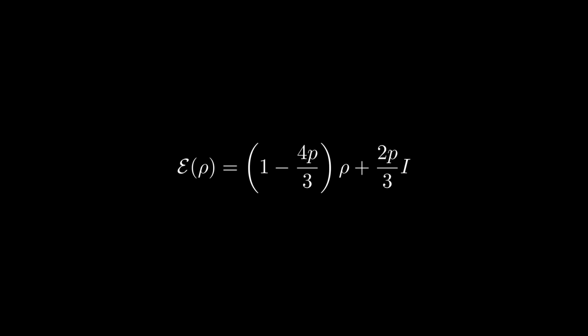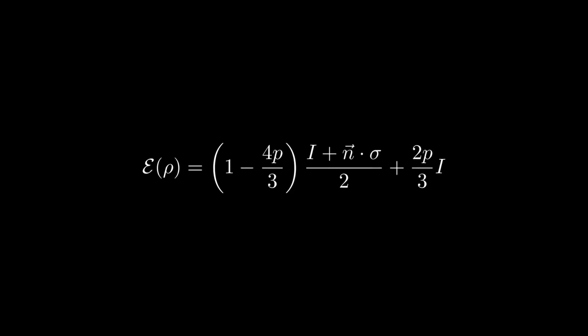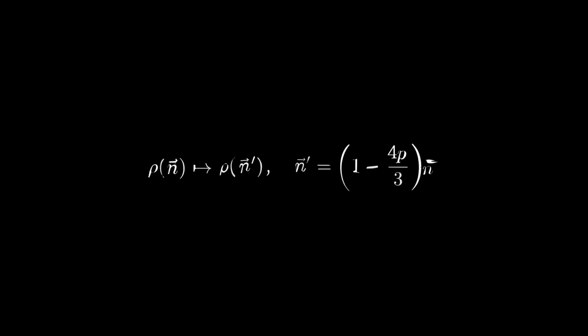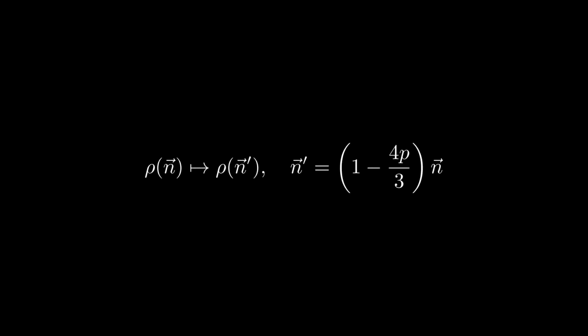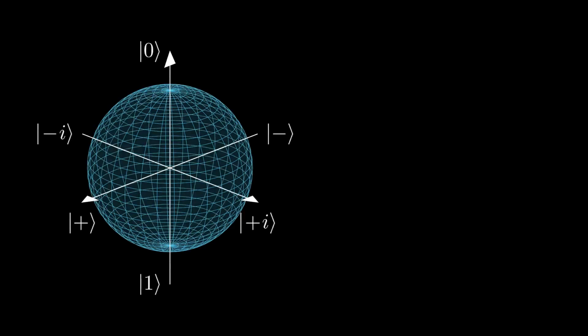times I. If we now find the new polarization vector corresponding to this state, we have that the polarization is scaled by a factor of 1 minus 4p over 3, for p less than or equal to 3/4. Consequently, we can see that the quantum channel reduces the polarization of the density matrix, hence the name depolarizing channel. If we now picture the action of this channel on the Bloch sphere, we can see that the output sphere is a scaled down version of the original Bloch sphere.